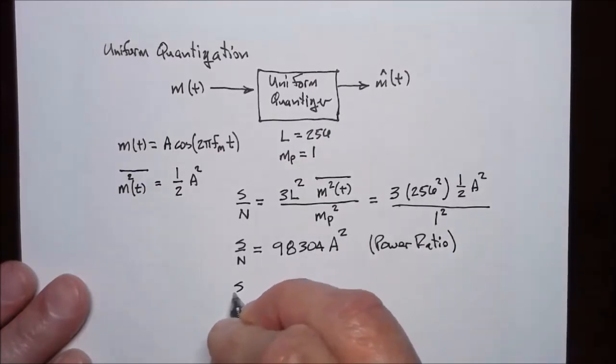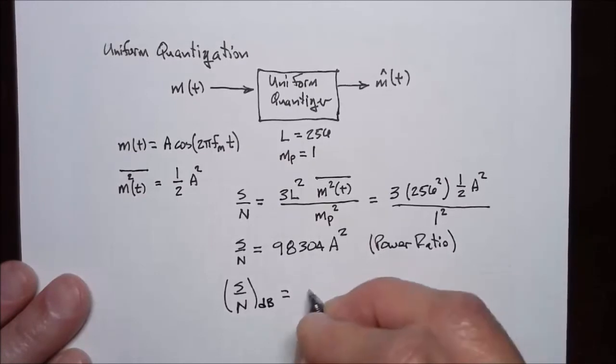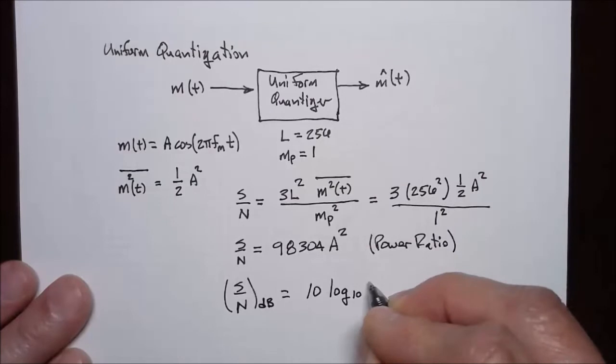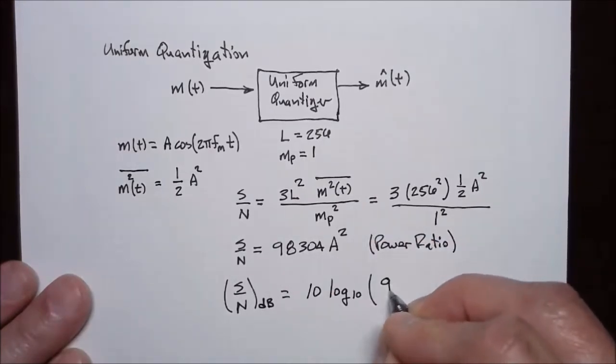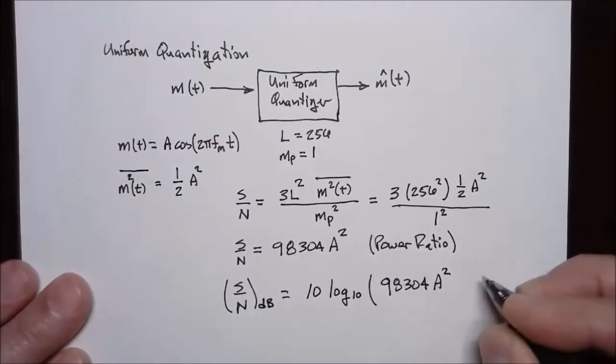The signal to noise ratio in decibels is going to be equal to 10 times the log base 10 of this value, 98,304 A squared.